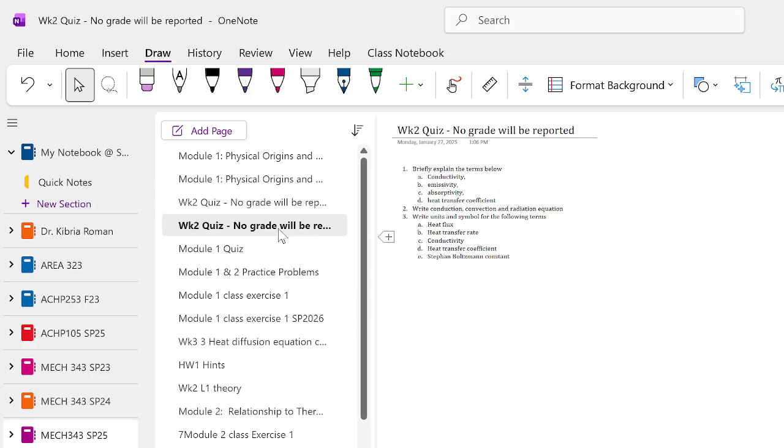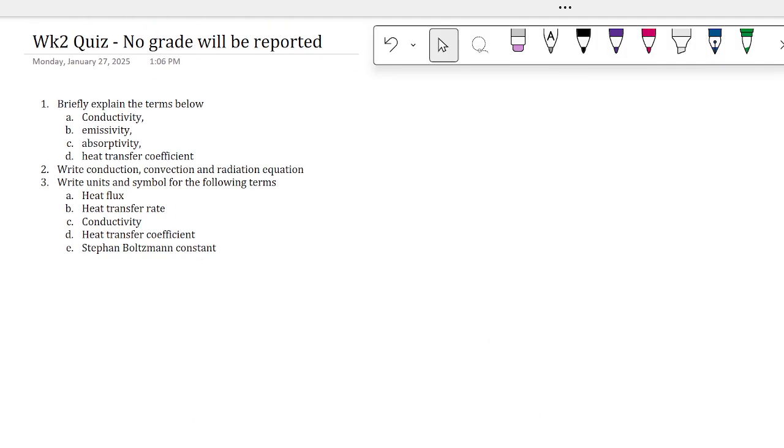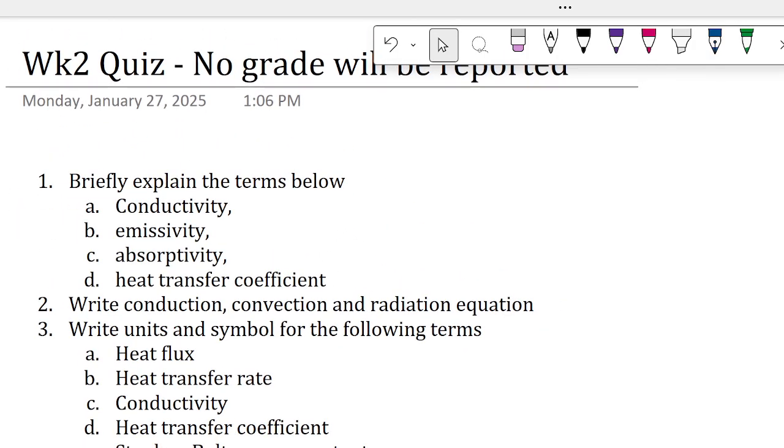So as I was saying, the agenda today. This is a pretty long class, right? We only have two classes on a very important topic: heat transfer. The first one is on Tuesday, and the other one is Thursday, and we have 1 hour 15 minutes. Let's start with this one. As you can see, it says no grade will be reported.